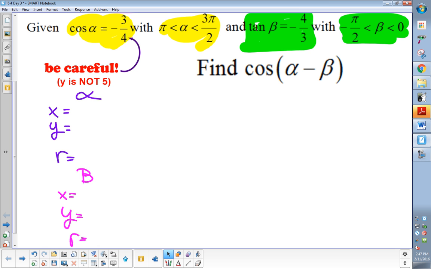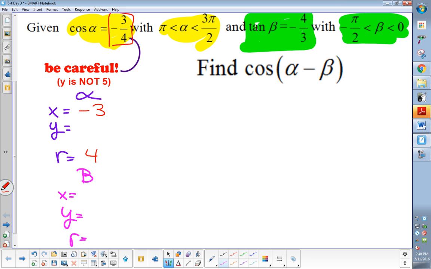Now we're looking at this information. It tells us that cosine of alpha is negative 3/4. So Haley, what's that telling me here? Good. X is negative 3. R is 4. She already knew that her x was the negative thing and not the r because it can't be. A lot of students next would say that my y is 5, but that's not true here.